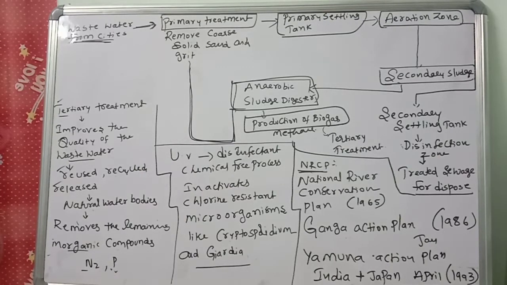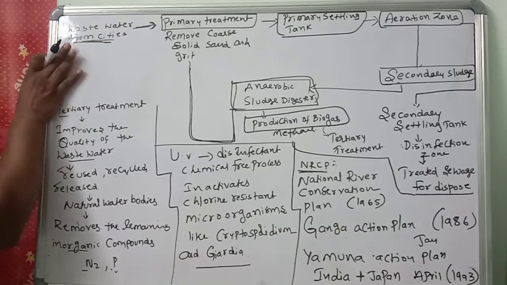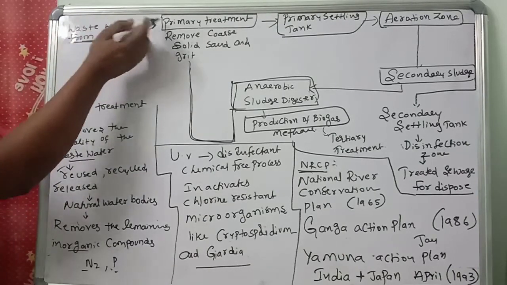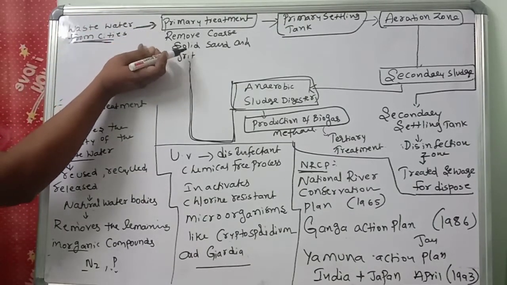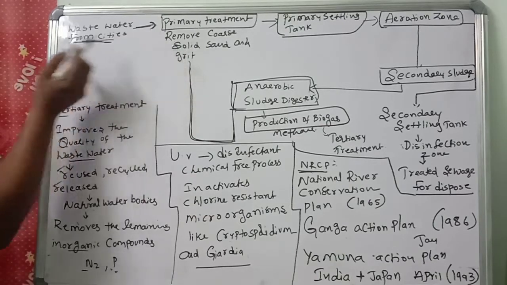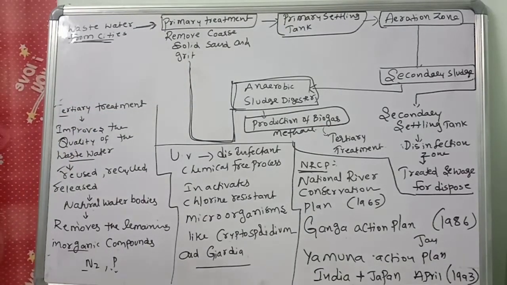Microbes are very useful for the treatment of sewage wastewater. So once again, check carefully what we are doing. First, we take wastewater from cities and give primary treatment, removing coarse solids, sand and grit by filtration and sedimentation, then the primary settling tank, then the aeration zone, then secondary sludge. That we send to the anaerobic sludge digester.